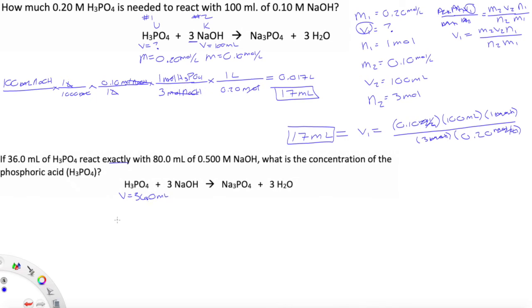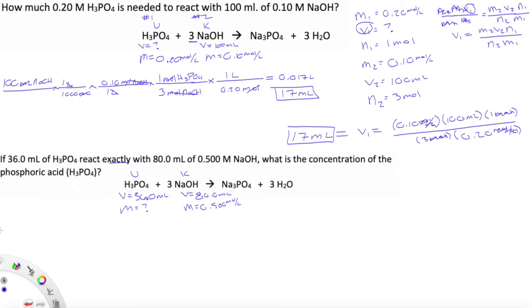And my volume for sodium hydroxide is 80.0 milliliters. My molarity for sodium hydroxide is 0.500 moles per liter. And it says, what is the concentration of phosphoric acid? So here we're looking for molarity. That's my question mark. So again, phosphoric acid is my unknown in this problem, and sodium hydroxide is my known.